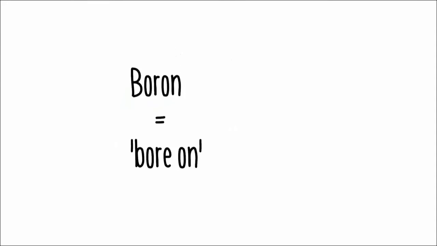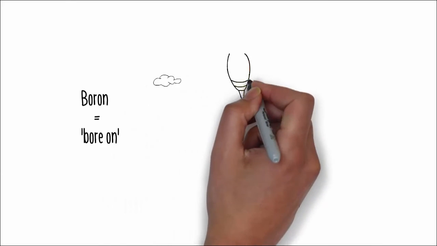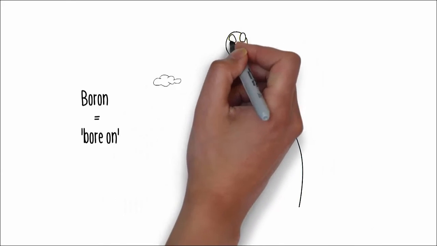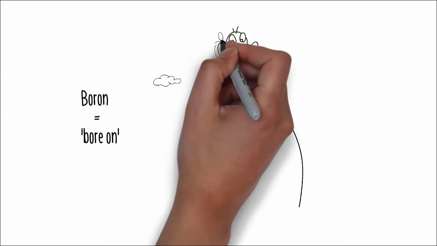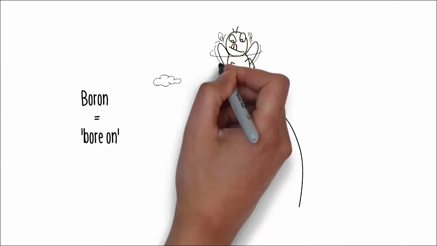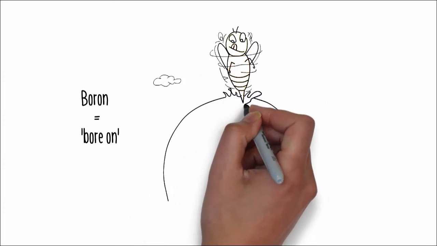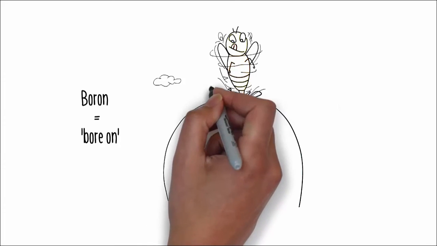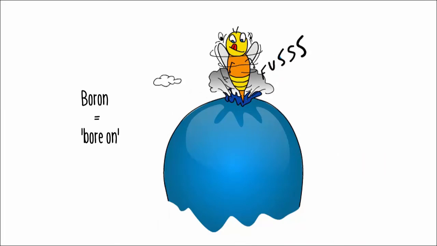We can break up the word boron into bore and on. The word bore, B-O-R-E, can mean to drill a hole. Picture now the bee after tasting the balloon. It uses its stinger, pierces the balloon, and starts to spin around in a drilling motion. The bee has landed on the balloon, tasted it, and now it's started to bore on the balloon. When you picture the bee begin to bore on the balloon, you'll remember the fifth element, boron.